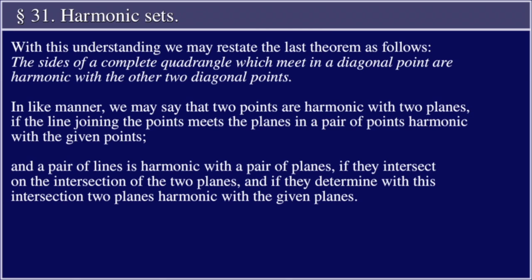In like manner, we may say that 2 points are harmonic with 2 planes if the line joining the points meets the planes in a pair of points harmonic with the given points, and a pair of lines is harmonic with a pair of lines if they intersect on the intersection of the 2 planes, and if they determine with this intersection 2 planes harmonic with the given planes.